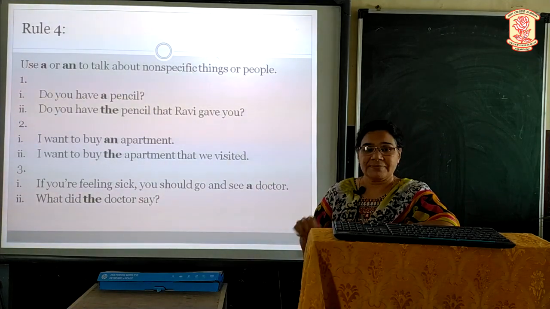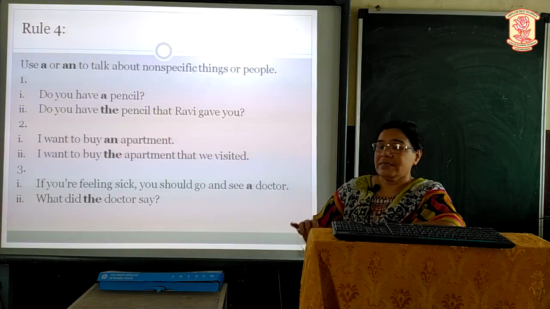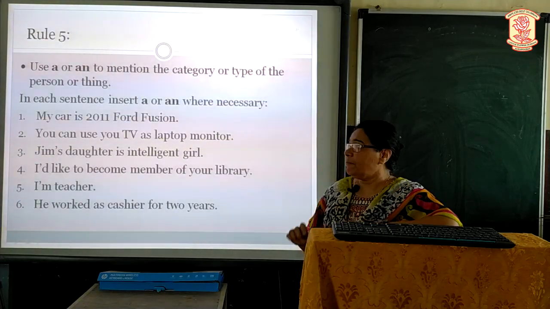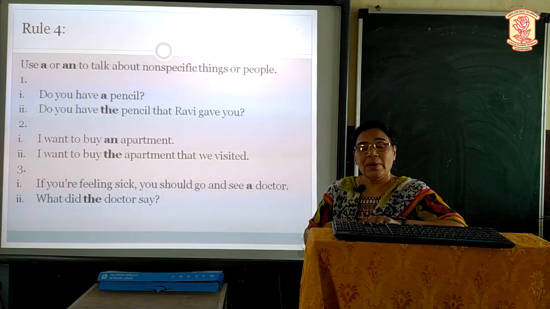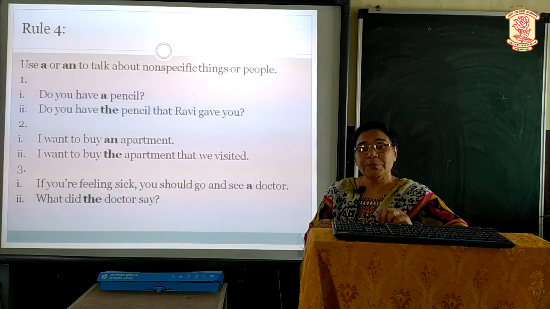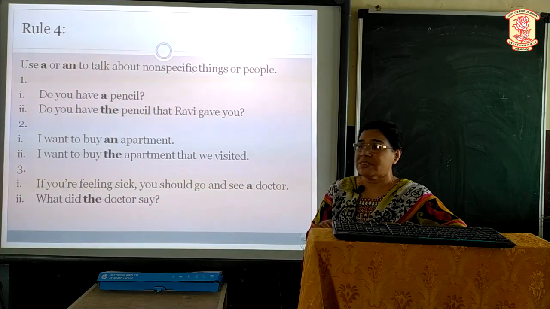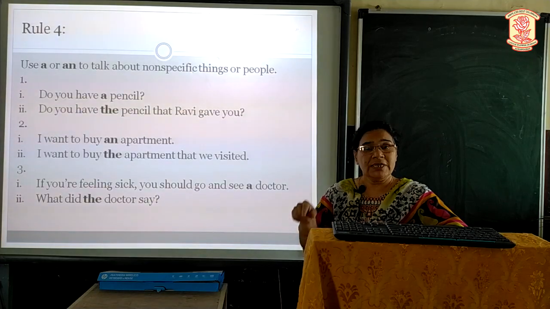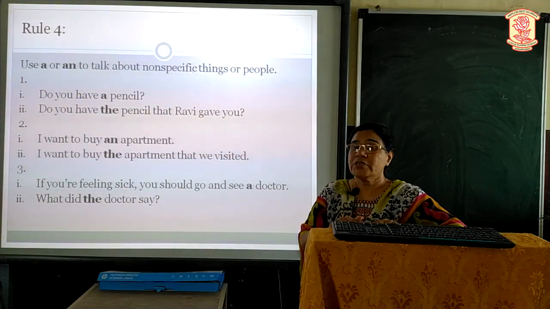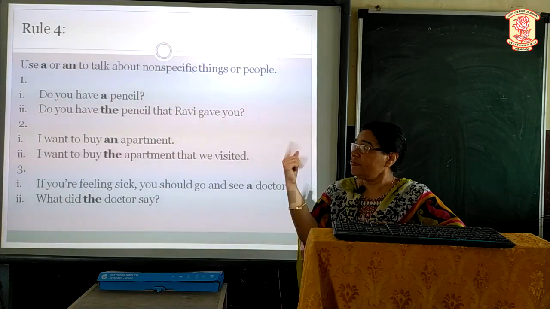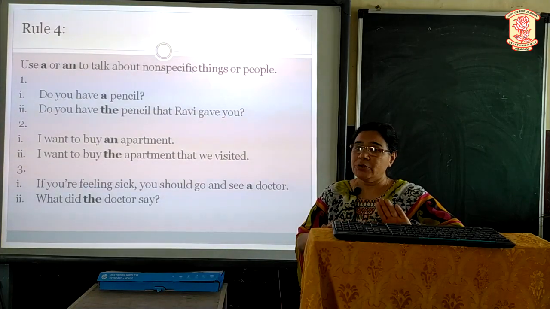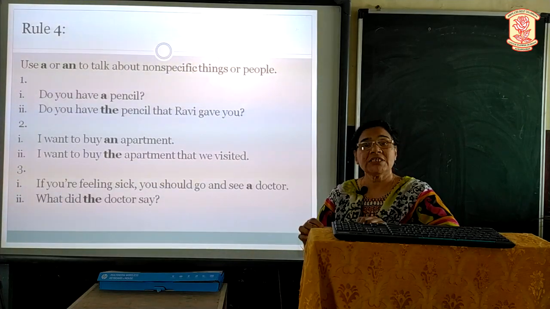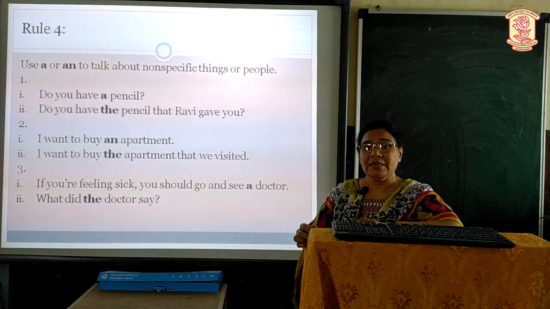Write the answers of this. See, for example, do you have a pencil? Now in general I am talking of so many pencils, but you are having so many pencils. But when you are speaking of one particular pencil, then you use the. Do you have a pencil? Do you have the pencil that Ravi gave you? So in the next sentence, I am talking of the pencil which was given to you by Ravi. So in the first sentence, you are using a because you are speaking of pencil in common. When you are speaking of one particular pencil which is given to you by Ravi, so you are using the.